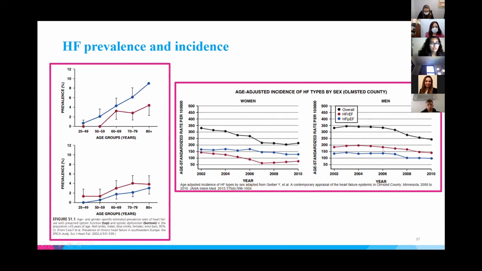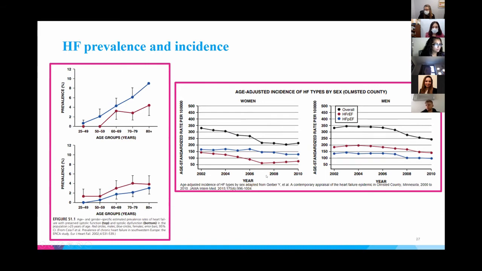So this just shows heart failure prevalence and incidence. If you look at these graphs over here, the top shows heart failure with preserved ejection fraction, and the bottom shows systolic dysfunction. The red is males and the blue is females. So you can see HFpEF is a higher prevalence in females than in males.